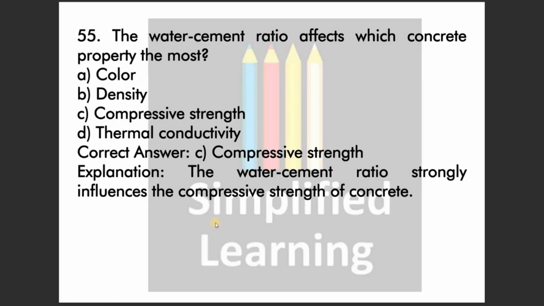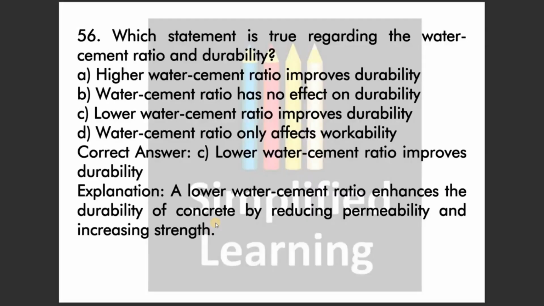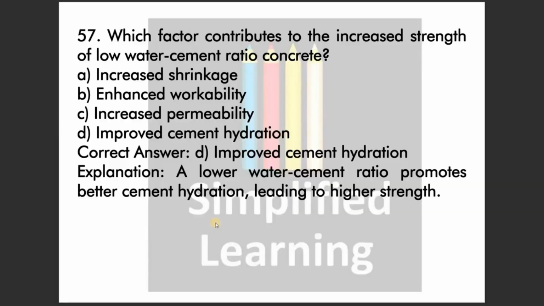Then the water cement ratio affects which concrete property the most? Then the answer is going to be compressive strength. The water cement ratio fluctuation is going to fluctuate the compressive strength of concrete. Which statement is true regarding the water cement ratio and durability? The answer is lower water cement ratio improves durability. Which factor contributes to increased strength of low water cement ratio of concrete? The answer being improved cement hydration. Okay, a lower water cement ratio promotes better cement hydration leading to higher strength, that is higher compressive strength.